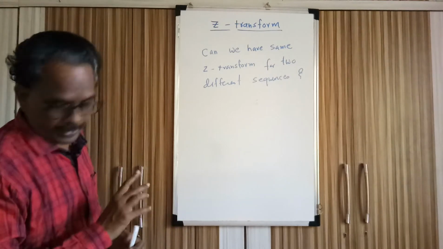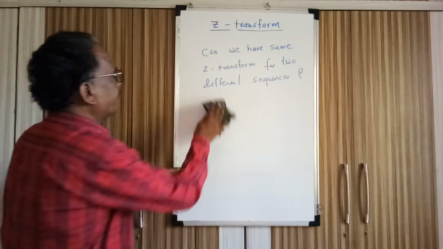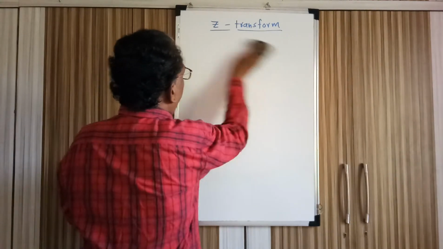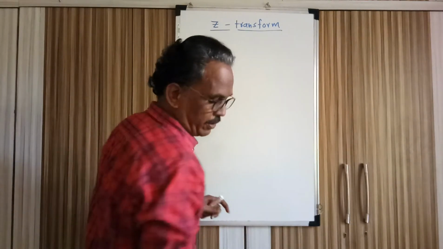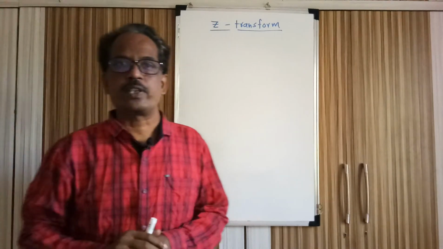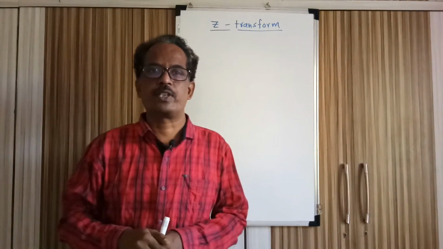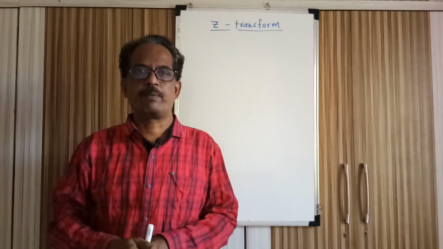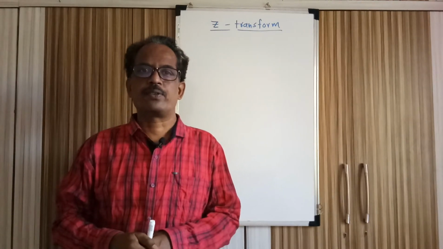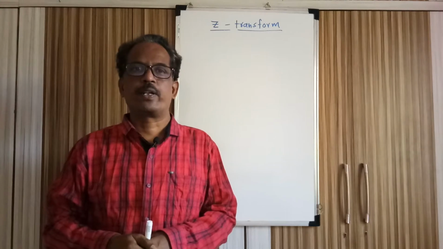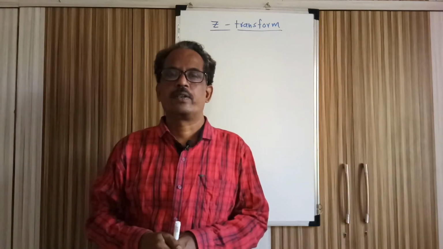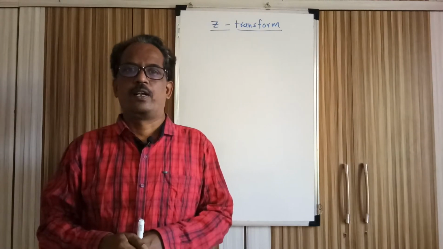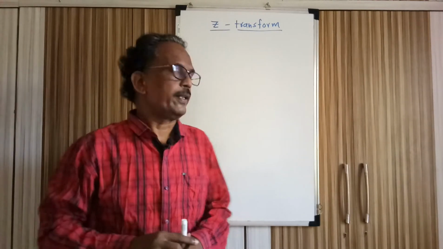So by answering this question, let us start the problem which is for an anti-causal sequence. The first sequence was a causal sequence. Causal sequence means a sequence which is starting from 0, and anti-causal means it is starting before 0. So we are going to consider an anti-causal sequence, and we are trying to find the Z transform and what is the effect of the anti-causal sequence on the ROC of the Z transform.